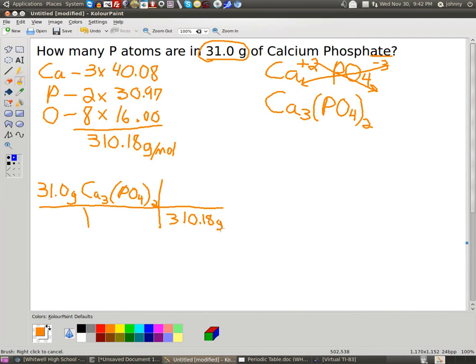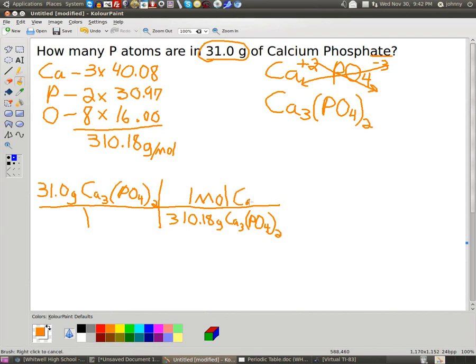Remember, that's grams of Ca3(PO4)2. Up on top, I'm going to write the 1 mole. Now, if you're wondering where the 1 mole came from, the 1 mole came from the units of grams per mole. It floated up to the top.